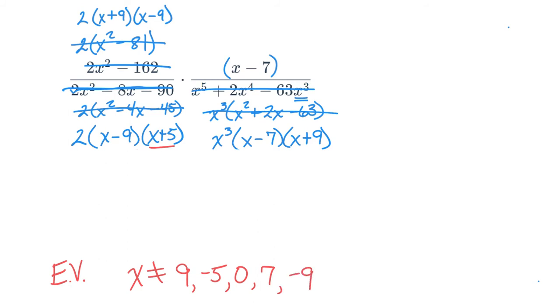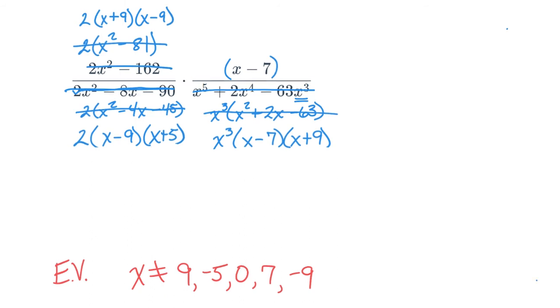If a number happens to repeat, don't write it twice. So we got a lot of excluded values here. Even if they cancel, they remain excluded values or restrictions on the domain. Just make sure you know that. All right, so let's see what cancels vertically. I'm going to rewrite this just to make sure that we all see what's going on here.